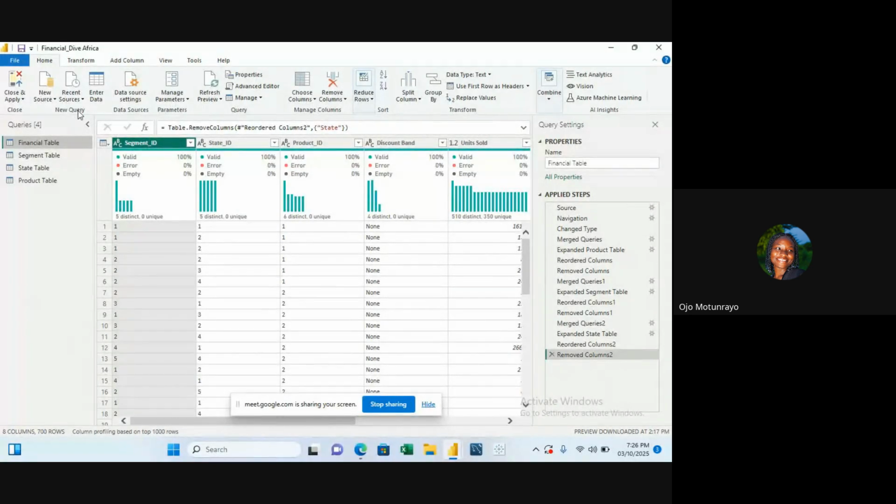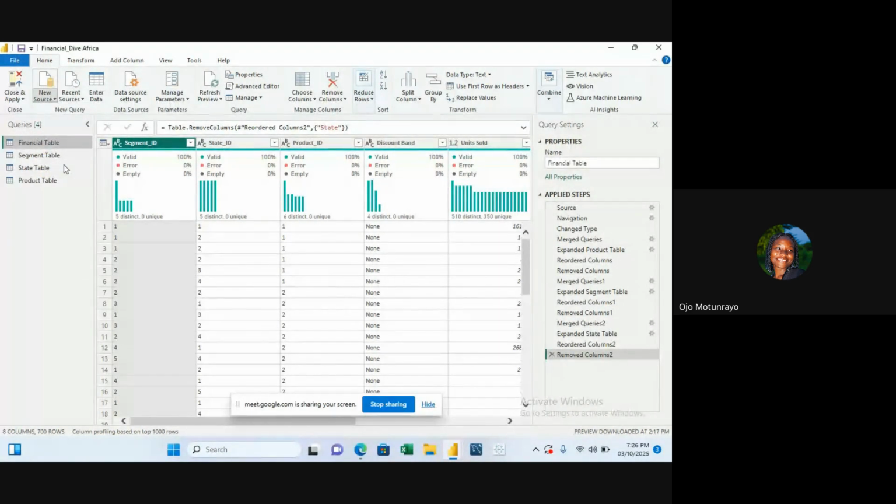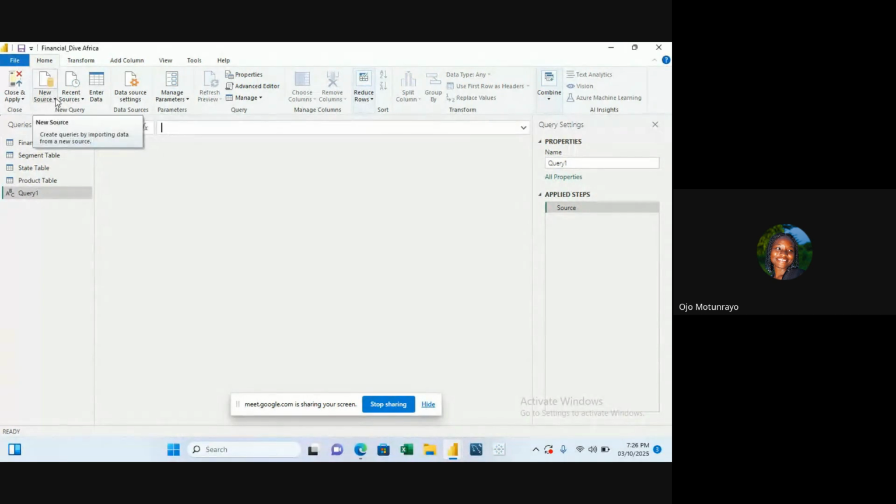So we want to create another table. So we are going to our new source, then to your blank query. From new source, you are going to see blank query. Then you have something like this. So after creating your blank query, we can just rename it as measures.